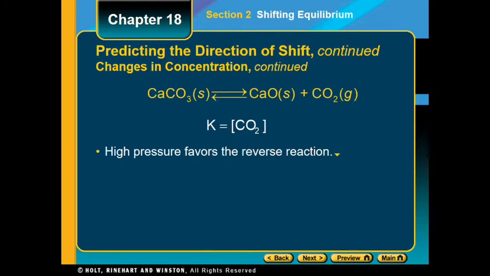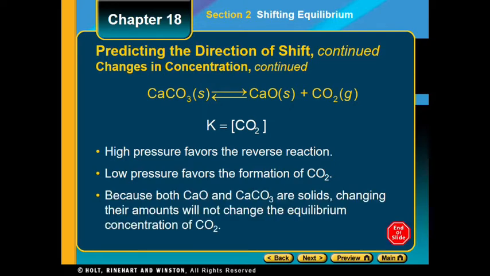So high pressure will favor the reverse reaction because the higher the pressure, it wants to move away from high pressure. Well, pressure, in this case, is only going to affect what's in the gas phase, so it will want to move away from it. A low pressure will favor the formation of carbon dioxide gas because it is a gas, and because you see our two solids there, changing their amounts will not change the equilibrium concentration of carbon dioxide gas because they are not included in the expression.